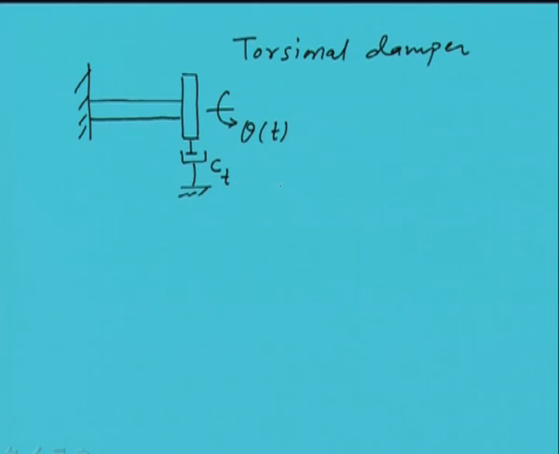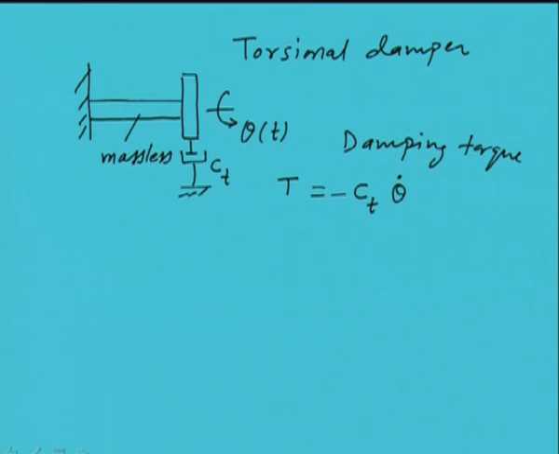In this particular case, the torque which we are getting from this damper, we are assuming it to be proportional to the angular velocity of this disk, and obviously it will always be opposite to the motion. So this is the damping torque. T is the damping torque, and the equation of motion for this system, because this is a single degree of freedom system in which we have not considered the mass of the shaft. This is massless, and only the disk has polar mass moment of inertia.